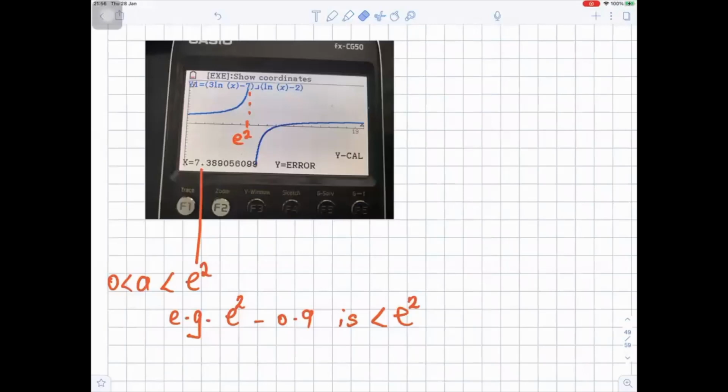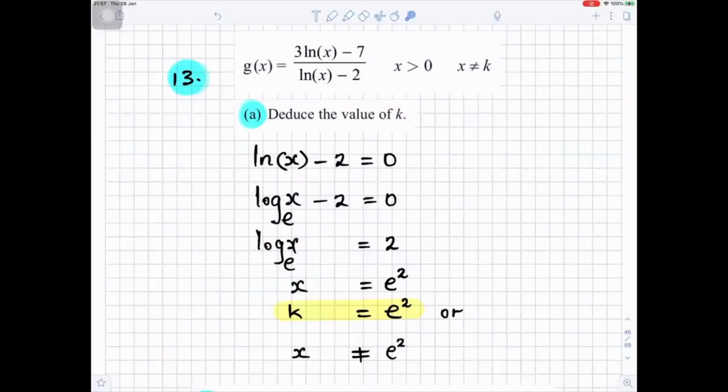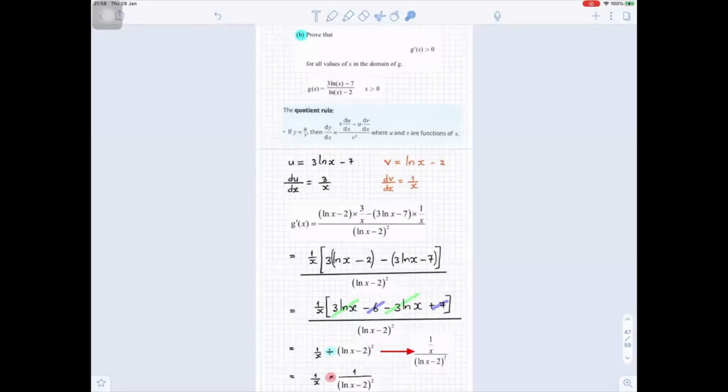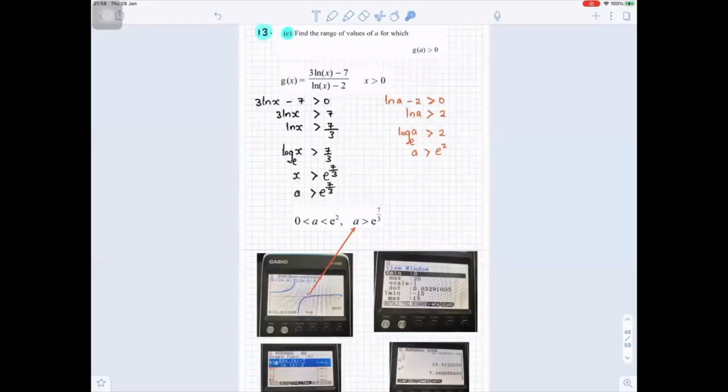So you can see that if you choose a number just slightly below e squared, like e squared minus 0.9 or something, it would give you an answer which is above the x-axis. And if you choose a number bigger than e to the 7/3, it will be above. So this is above the x-axis, and this is above the x-axis, and this is below the x-axis. So that's question 13A, question 13B, and question 13C.